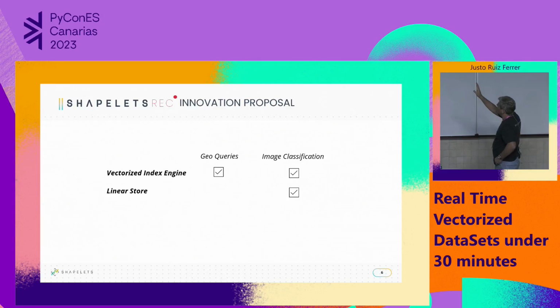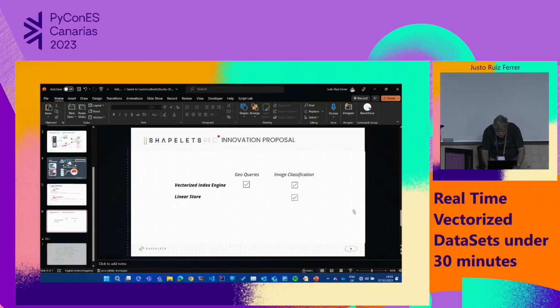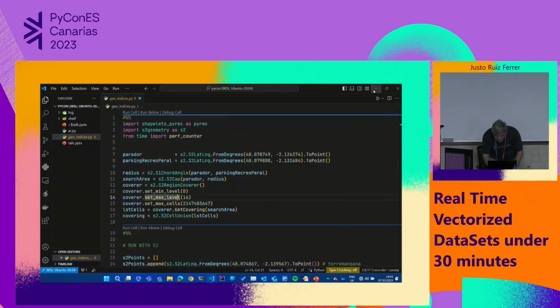We are going to be using the vectorized index engine in both demos, and the linear store we will be using for the image classification. I'm assuming that, since it's a Python conference, everybody is happy with Python. So let's move on and have a look at the code.